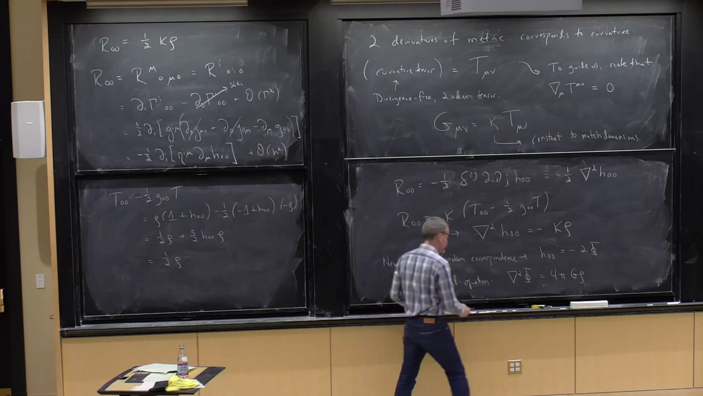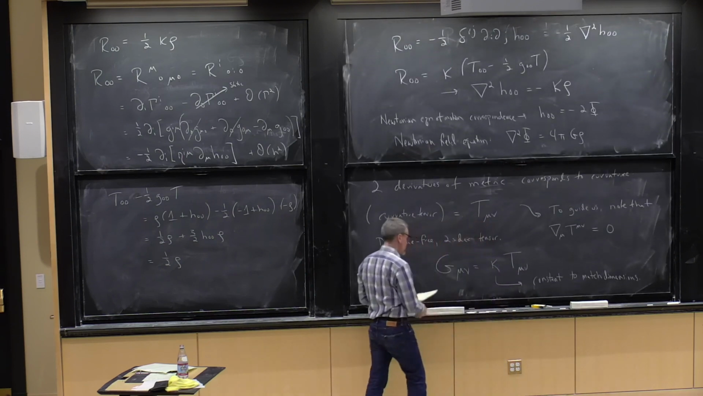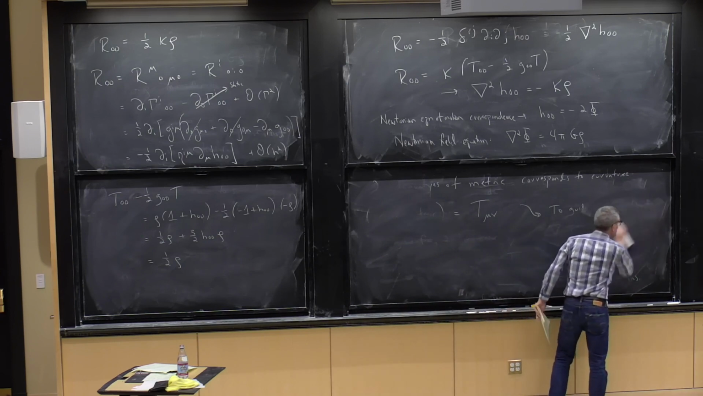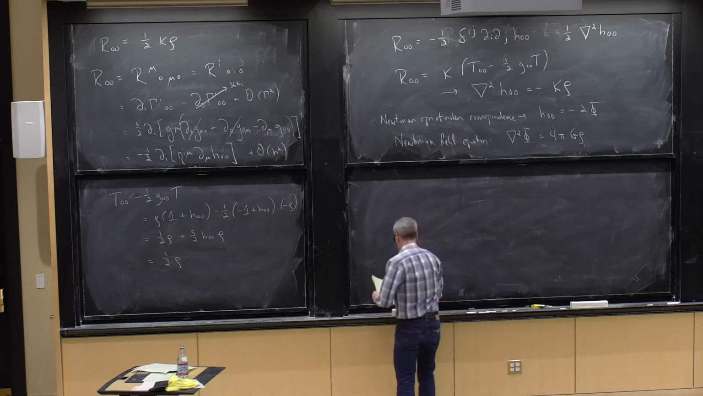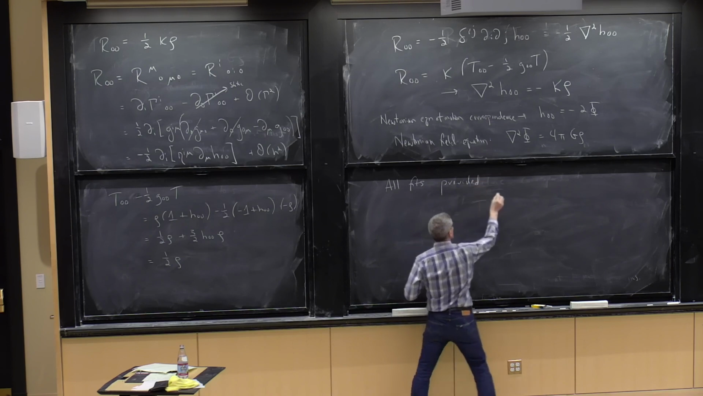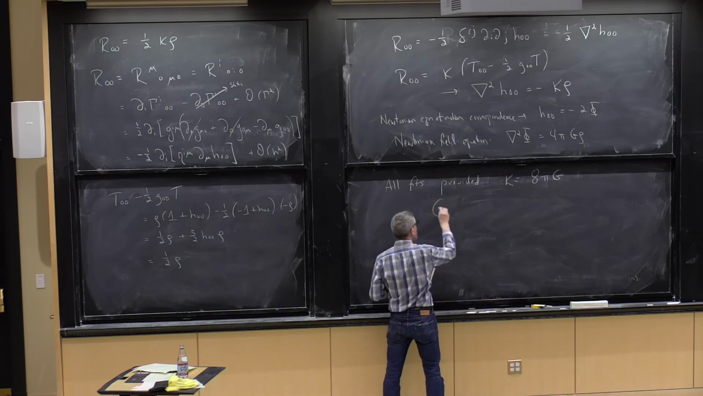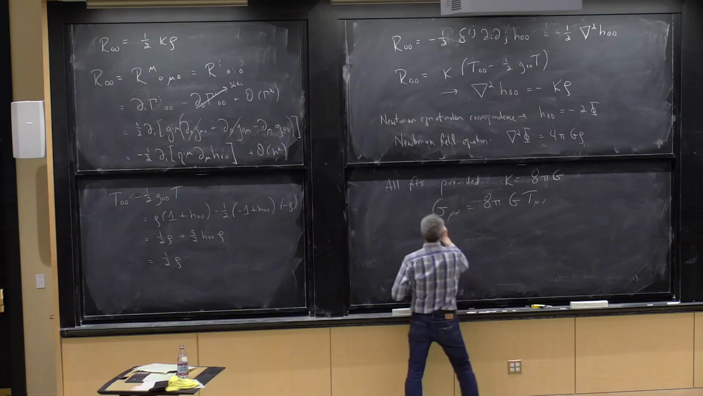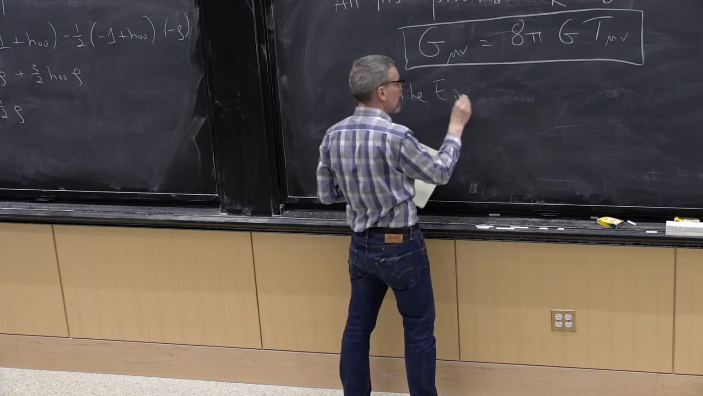Put all these pieces together, and what we see is this proposed field equation works perfectly, provided we choose for that constant kappa equals 8 pi G. And so we finally get G mu nu equals 8 pi G T mu nu. This is known as the Einstein field equation.